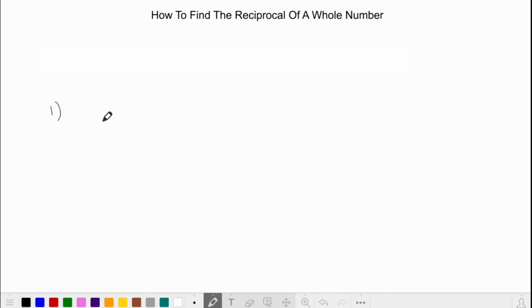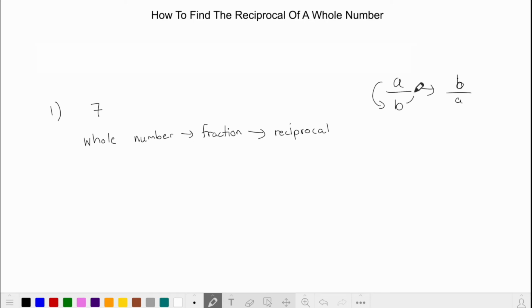Example 1. We have 7 as a whole number. The steps are, if we have a whole number, we will convert it into a fraction, and then from that fraction we will find its reciprocal. Reciprocal is basically we flip the numerator and denominator. So a by b will be b by a. So a goes to the bottom, b goes to the top. So a will be the denominator, b will be the numerator.